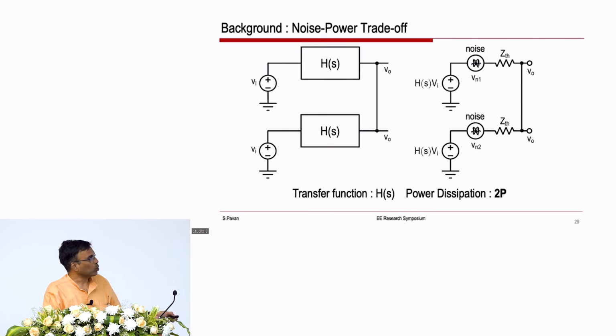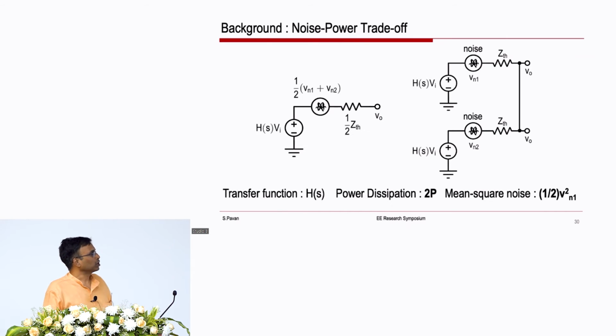Now, if I take two identical filters, copy paste and short the outputs like this, what happens? The transfer function remains. This is the Thevenin equivalent of this filter, this is the Thevenin equivalent of the lower one. When I short these two nodes, just simply using superposition, you know that the transfer function is still H(s). The power dissipation is twice that of each, since you have two instances, so the power dissipation is 2 times P. And what about the noise?